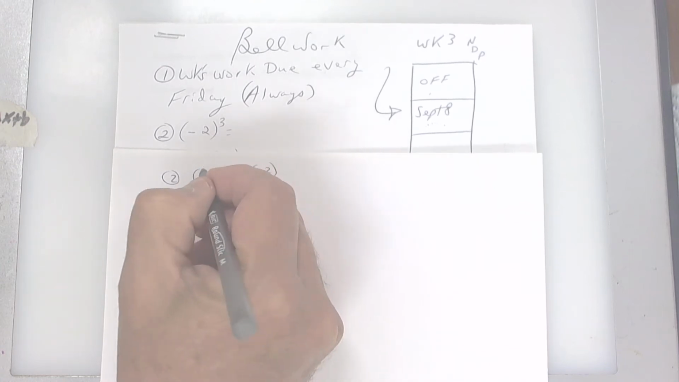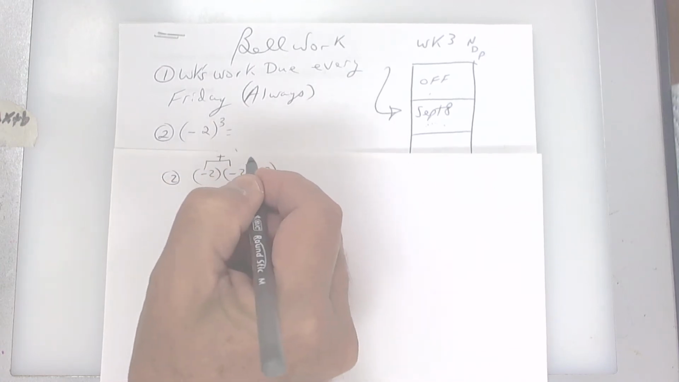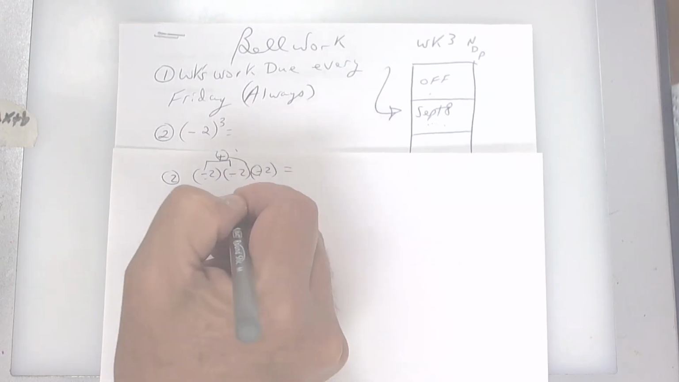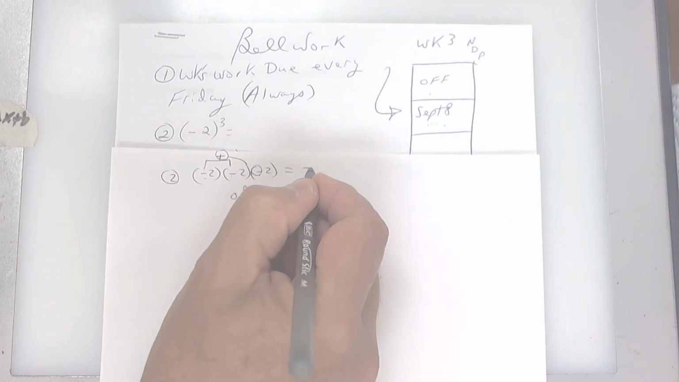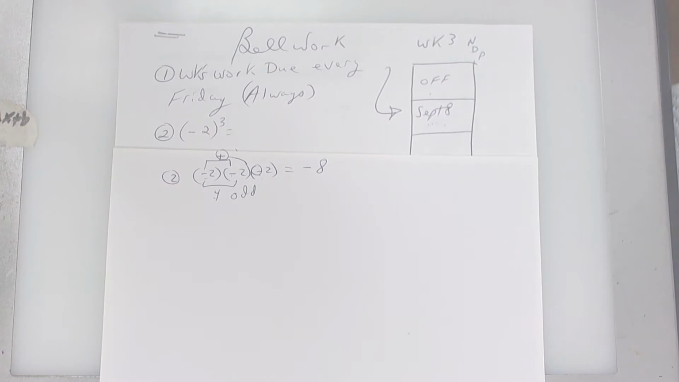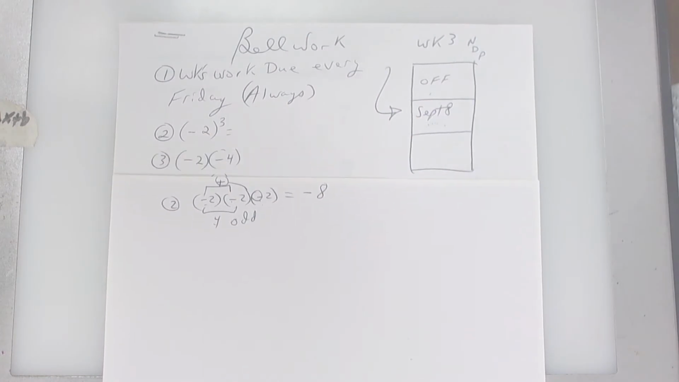Now watch how I do this. A negative times a negative is a positive, and a positive times a negative is a negative. 1, 2, 3. It's odd, so it's a negative. 2 times 2 is 4. 4 times 2 is 8. Should be a -8.